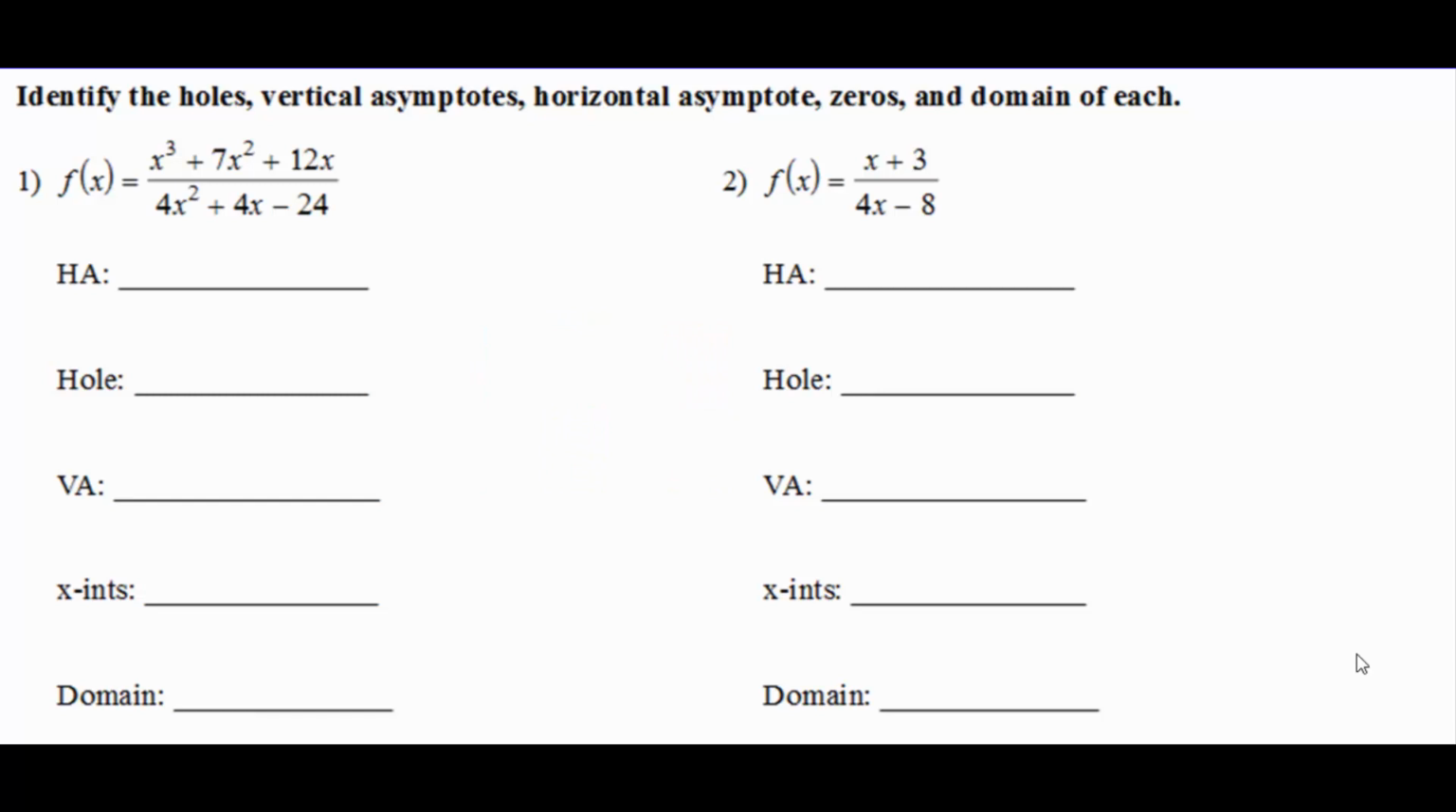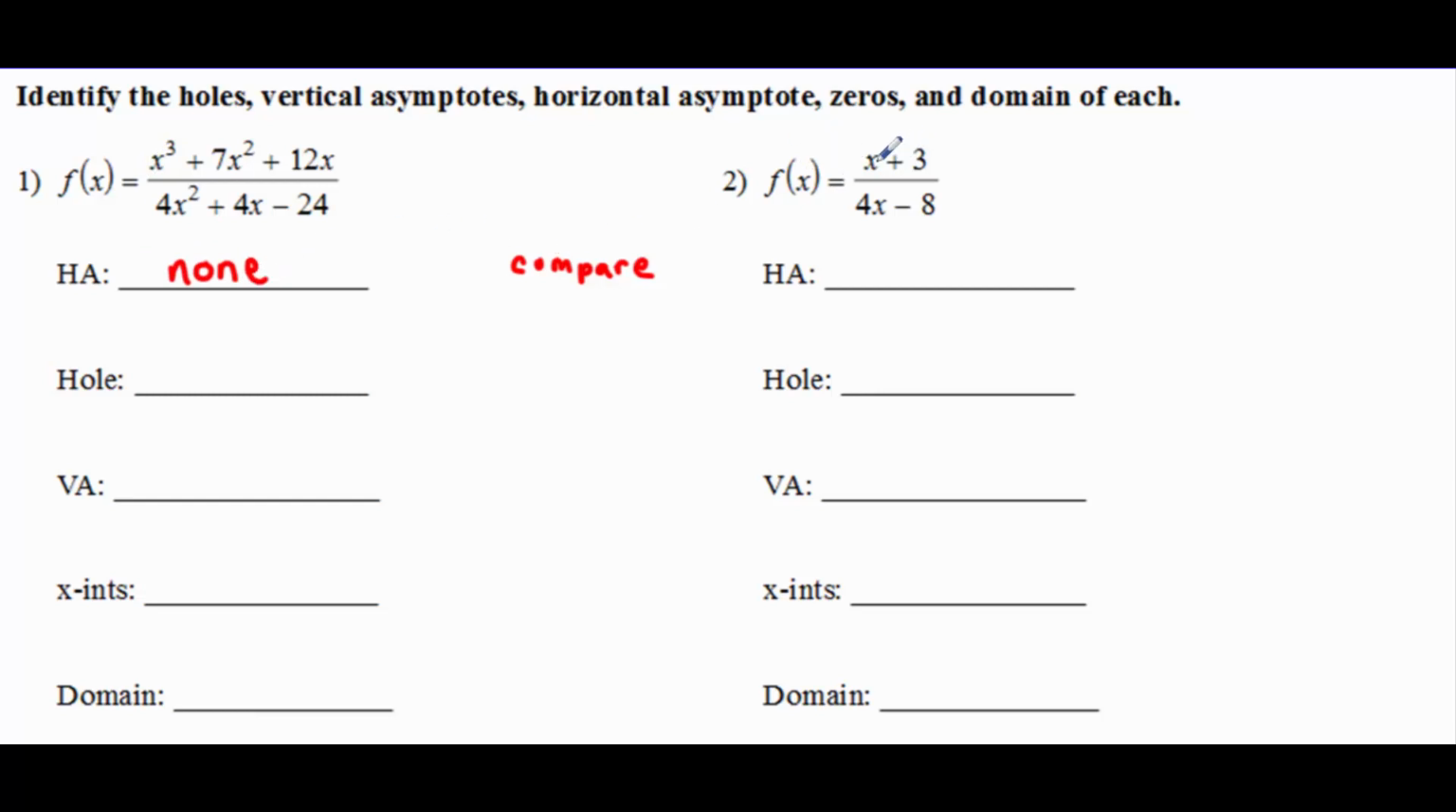Okay, so we're identifying holes, vertical asymptotes, horizontal asymptotes, zeros, and domain for a couple of rational functions here. And so we do have to remember the rules for each of these. For instance, horizontal asymptotes are where we compare the top and the bottom of our fraction. On this first one, when I compare x cubed and 4x squared, because I just need to look at the biggest x's exponent on each. When I compare them, it's bigger on top, or another way of saying that is that it's top-heavy. Top-heavy graphs have slant asymptotes, not horizontal asymptotes, so this would be none.